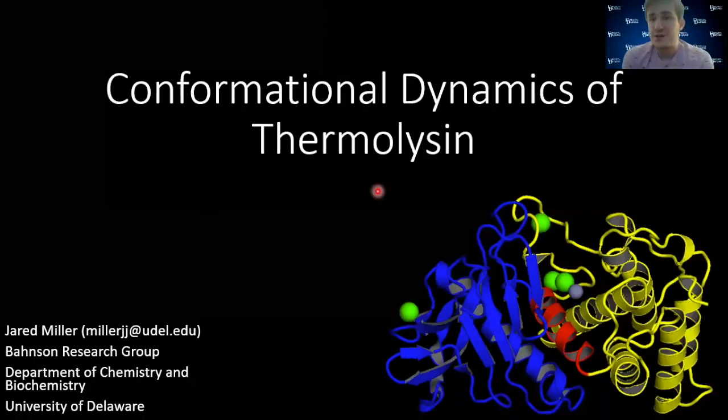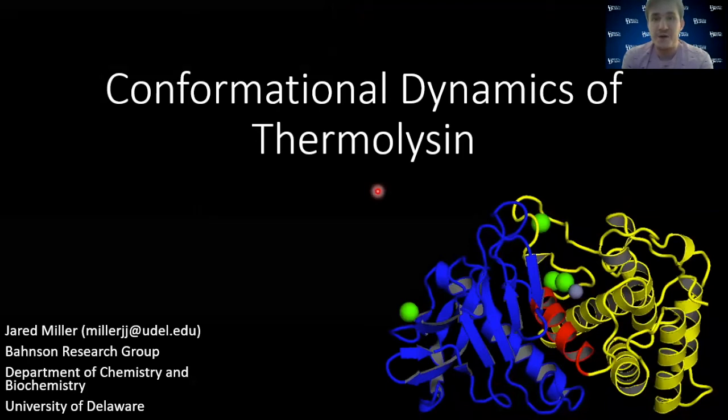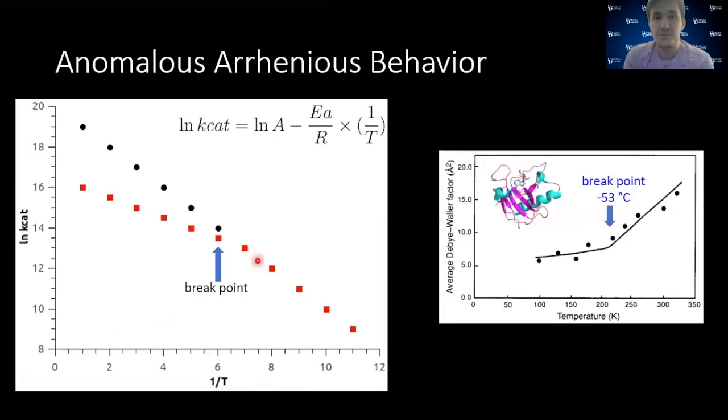My name is Jared. I'm a first-year graduate student in the Bahnson Research Group, and my research focuses on the conformational dynamics of the enzyme thermolysin. I put my email here in this bottom left corner. If you have any questions, please feel free to contact me. This project aims to interrogate the anomalous Arrhenius behavior exhibited by numerous enzymes.